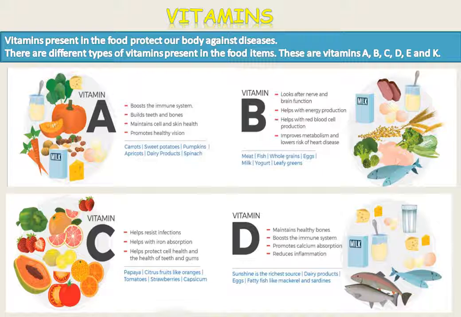Vitamin A boosts the immune system, builds teeth and bones, maintains cell and skin health, promotes healthy vision. And which are the food items? Carrots, sweet potatoes, pumpkins, apricots, dairy products, and spinach.